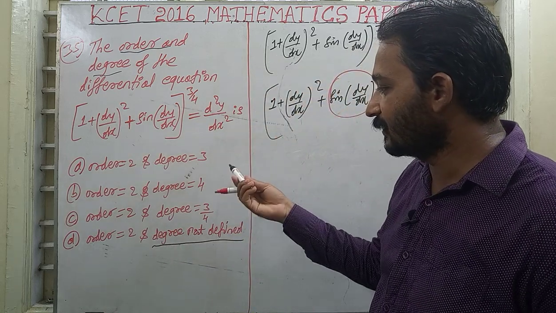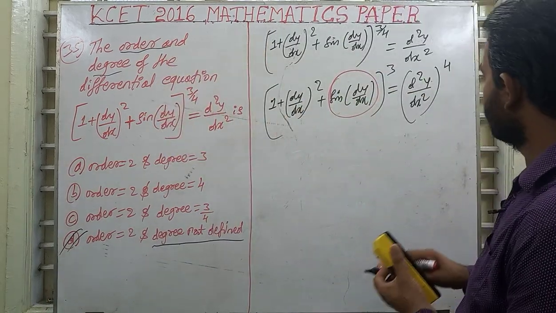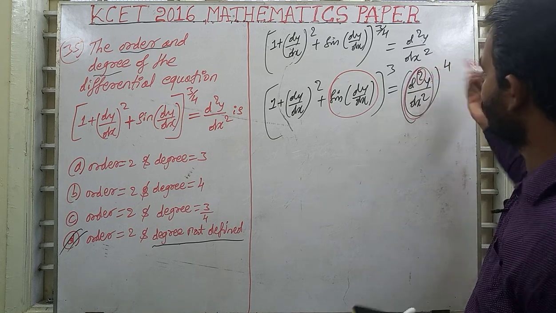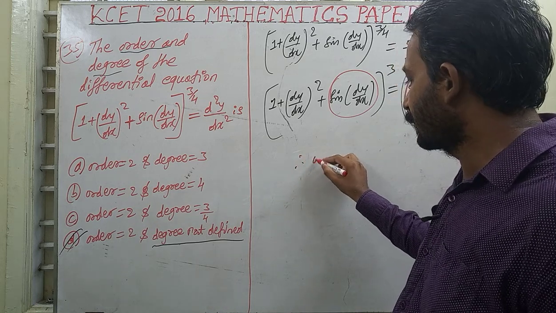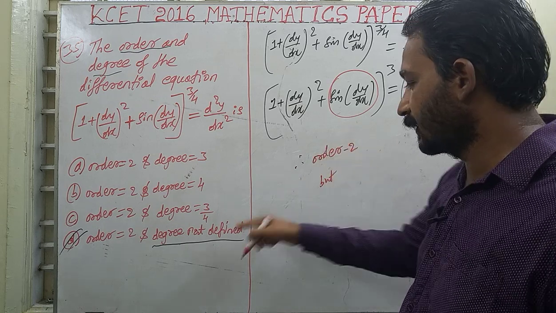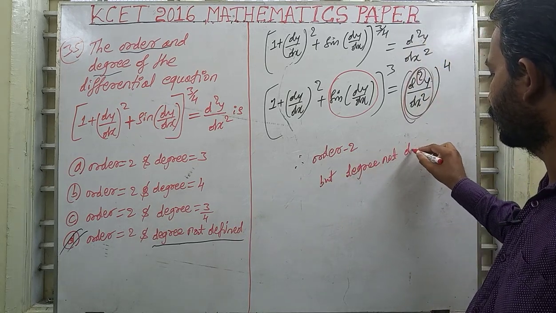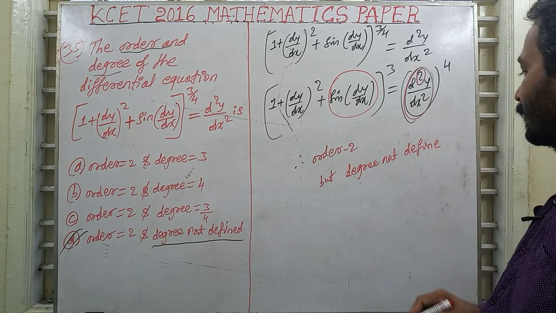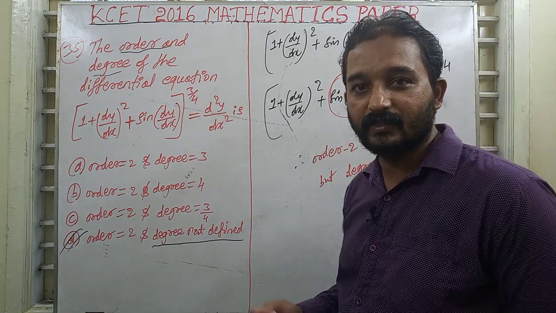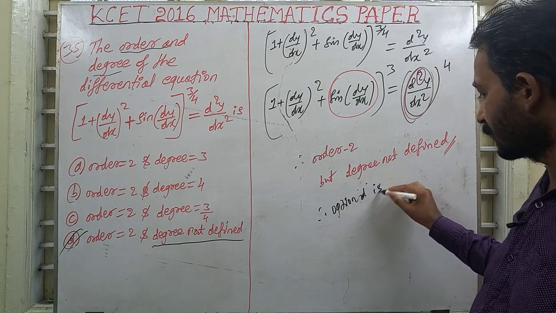Degree not defined, only one option is there, hence option D is correct. Of course order is 2. So the order of this differential equation is 2, but degree not defined because it is not a polynomial differential equation. So option D is correct. Therefore option D is the good answer.